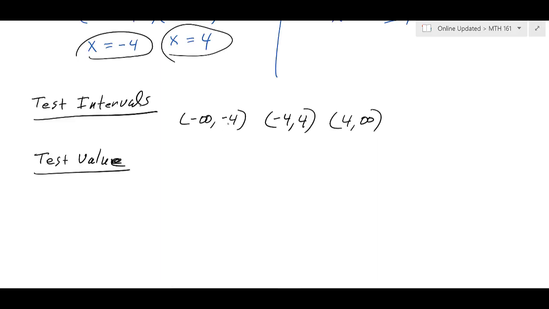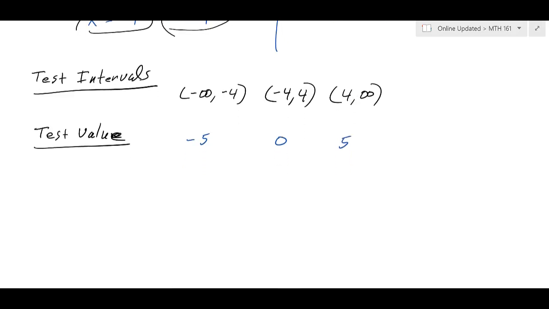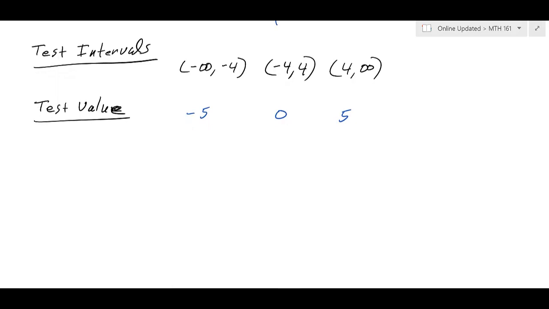Well, again, I'm going to pick a number to the left of negative 4, so I'm going to pick the smallest number there, which would be a negative 5. We need a number between negative 4 and 4, which is 0, and something bigger than 4, I'm simply going to use 5. So now, after we have our test value, we want to know what is the polynomial value, which simply means we're going to take this number now and plug it into the polynomial.